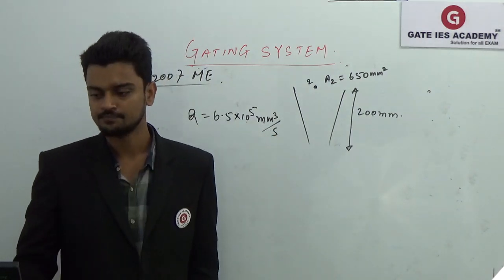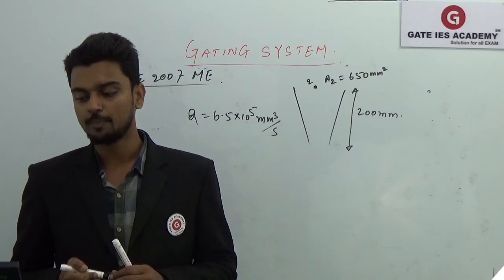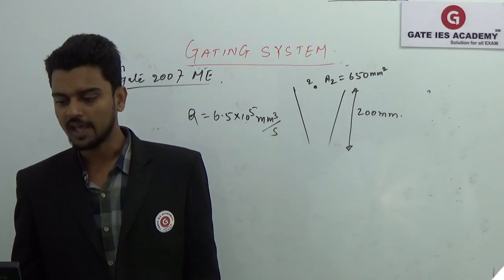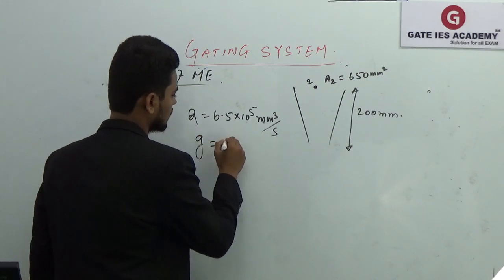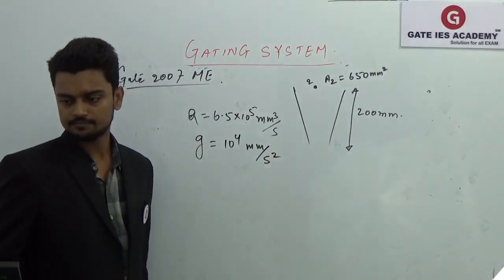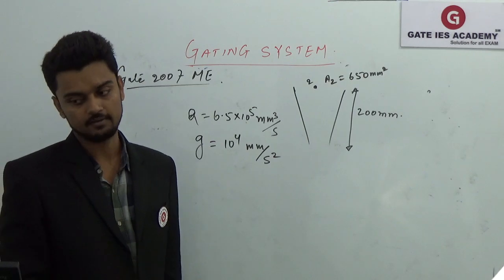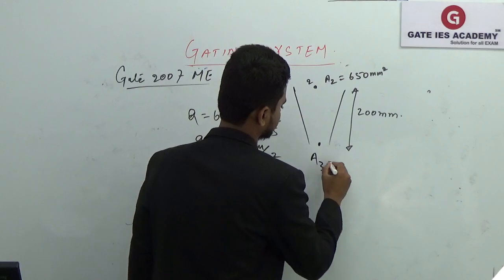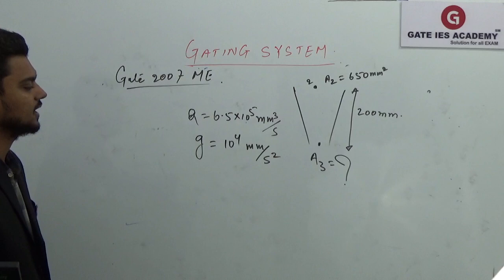Discharge is given. Considering the end of the down sprue to be open to the atmosphere, and an acceleration due to gravity g equal to 10 to the power 4 mm per second square, the area of the down sprue in mm square at its end, avoiding the aspiration effect. So we have to find out the A3.